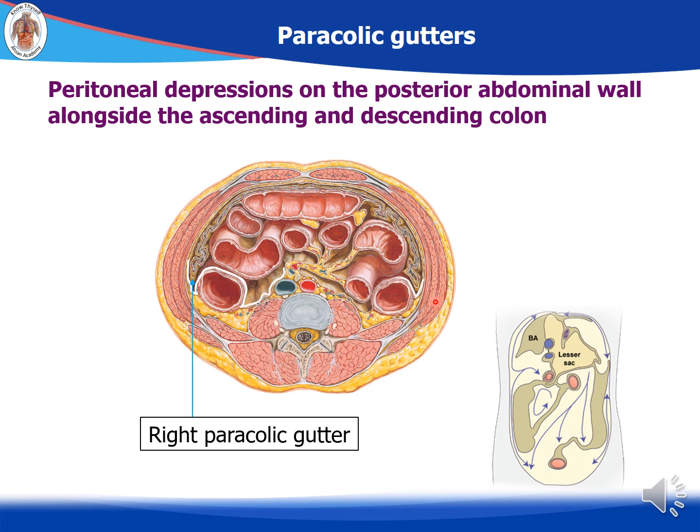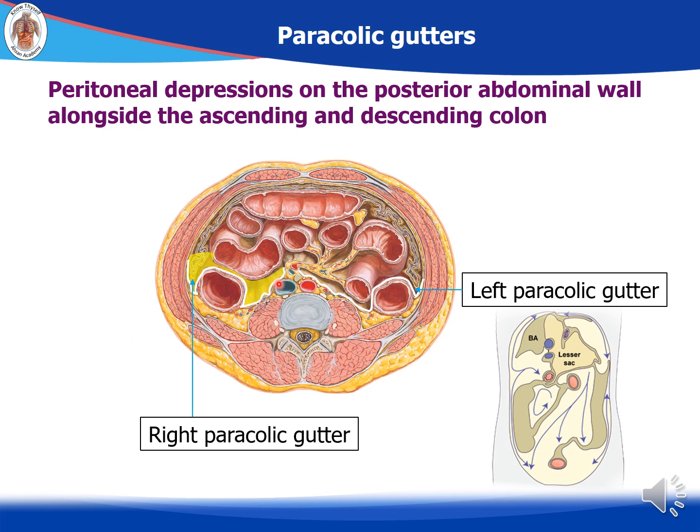You go to the other side, you can see the parietal peritoneum covering the side of the descending colon, then the front and then the side, and it covers the posterior wall, the parietal peritoneum. So this is the gutter formed on the left side. This is the left paracolic gutter. You can see the shaded area is showing.